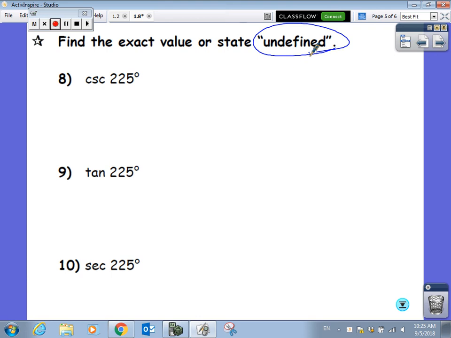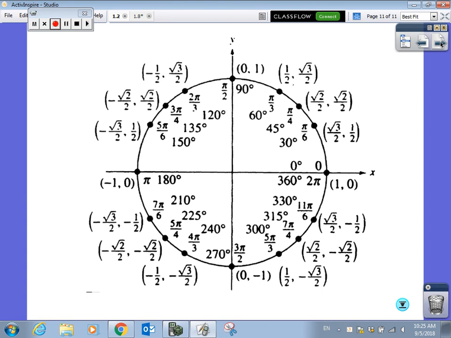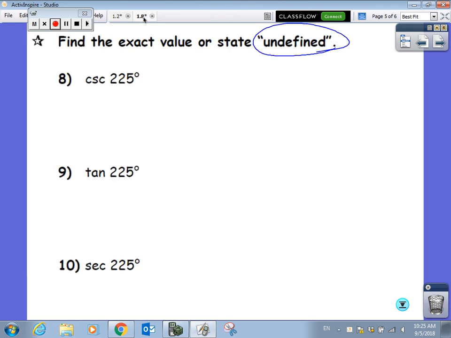So, cosecant of 225. Now we're back on our unit circle, so we're going to use that unit circle to evaluate these. When we look here at our unit circle, we go to 225. These are the coordinates that happen at 225. So I'm going to draw that over here. Here is 225, and it's negative root 2 over 2, negative root 2 over 2. All three of these deal with 225, so those are the only values that we care about.